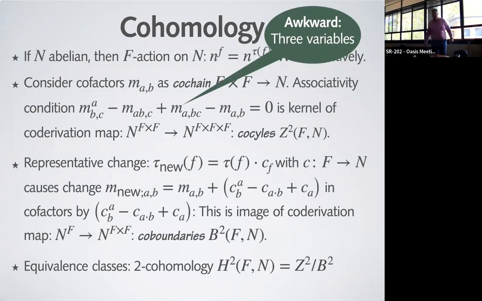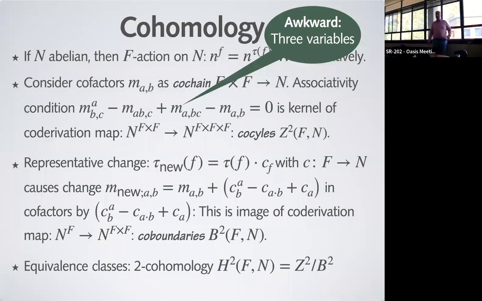And the problem here is this equation crucially involves three variables. That's because associativity is a condition which involves three elements. I can't avoid using three variables. But that means I would need to run through F cross F cross F. And that is a huge search space.